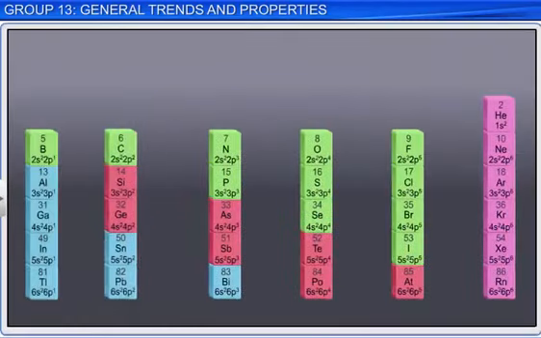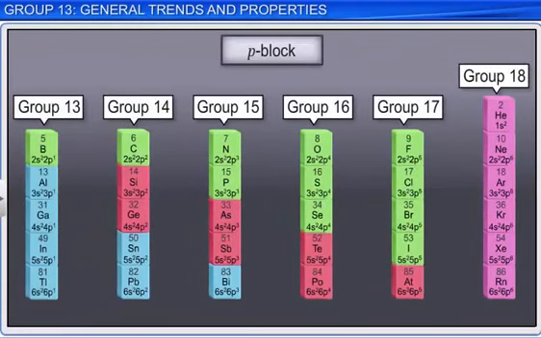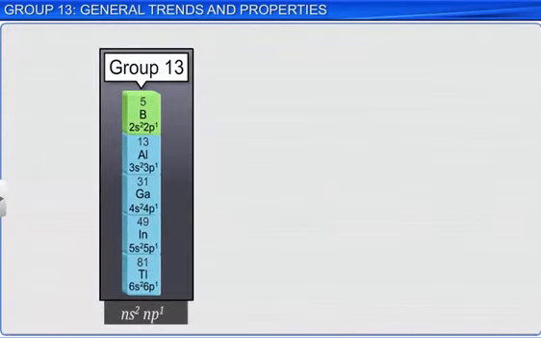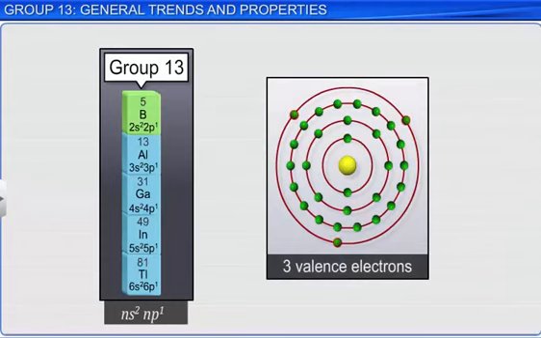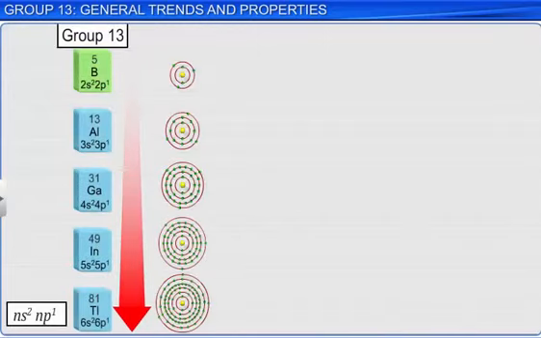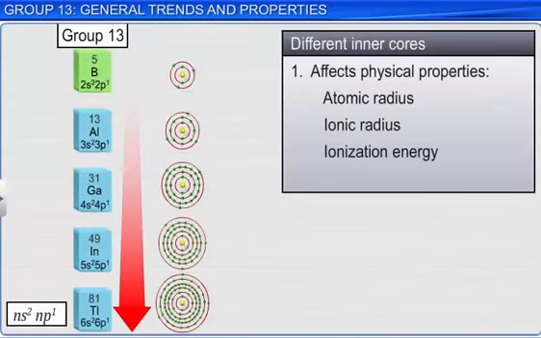Within each of the 6 different families of the p block, there are significant variations in properties. Although all the members of the same family have the same number of valence electrons, their inner cores are different. The variations in the arrangement of the core electrons affect the physical properties, such as atomic and ionic radii and ionization energies, as well as the chemical properties of the elements in the same family.